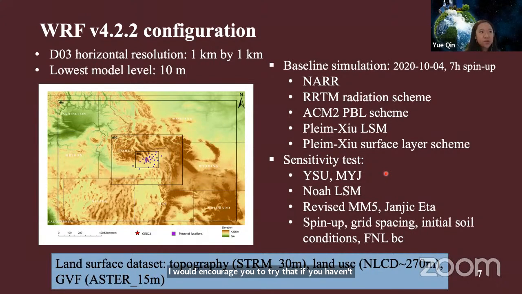I haven't tried MYNN. It's because I'm more familiar with ACM2, which is a non-local turbulent transport parameterization. But yeah, I think I will try that after this presentation.